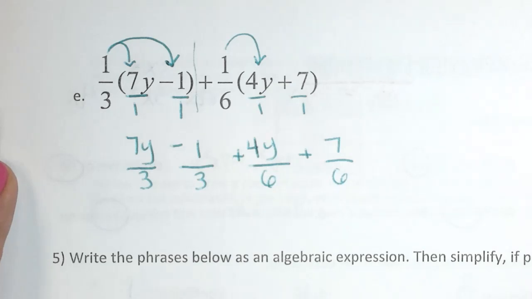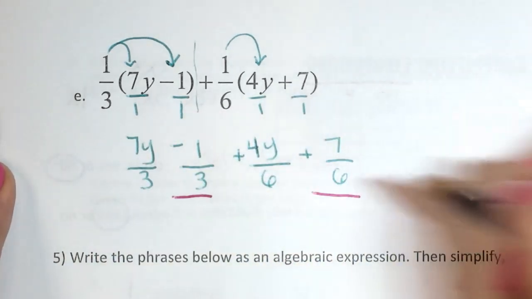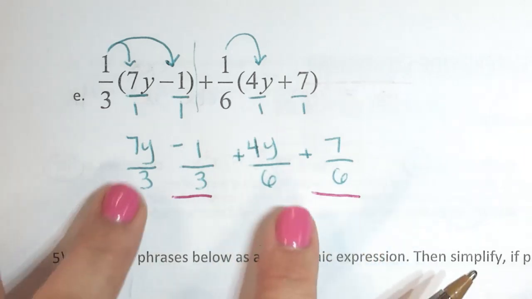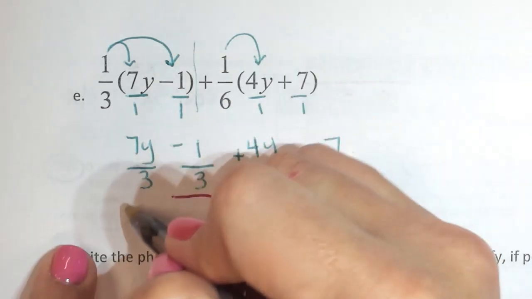1/3 and 7/6 are like terms. Now, I can't combine them yet, but they are like terms. Why are they like terms? Because neither of them have a letter. So are these like terms? Because they both have a y?